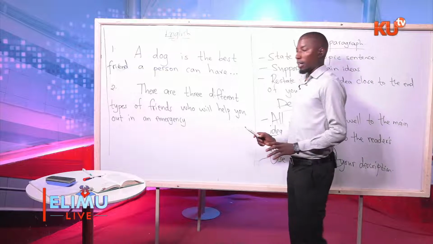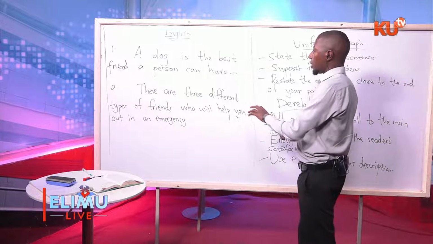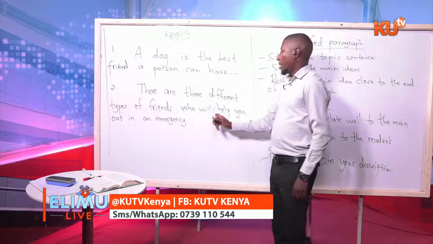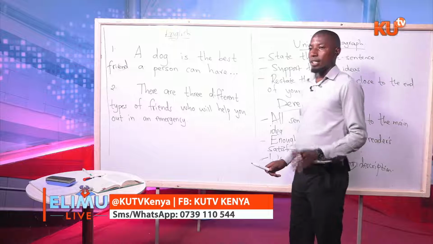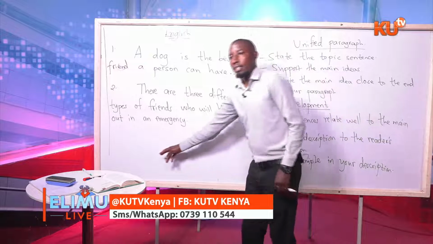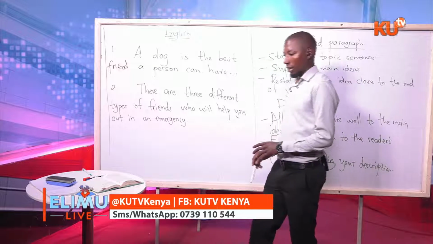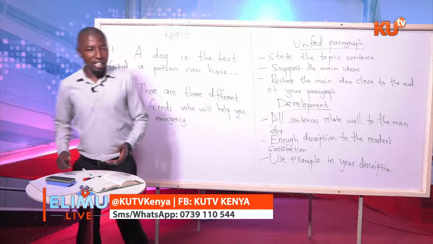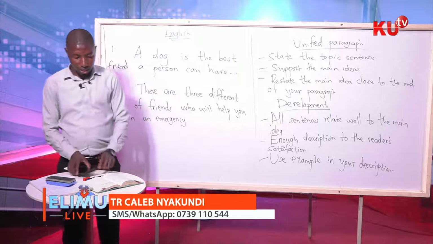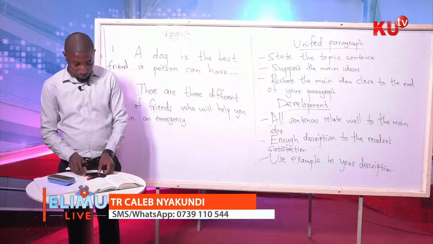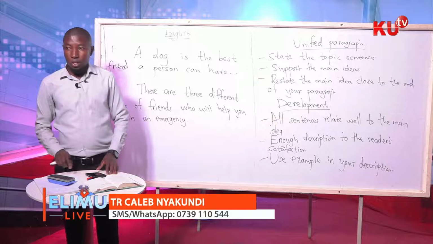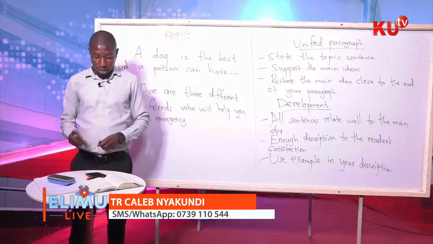That paragraph should talk about the three different types of friends who can help one out in an emergency. And these three different types of friends must be brought out clearly and described, even using examples, in that same paragraph. Don't move to another paragraph. Then you conclude again by going back and affirming that actually the types of friends that can help you out in an emergency are only three. Maybe you can state them at the conclusion of your paragraph.